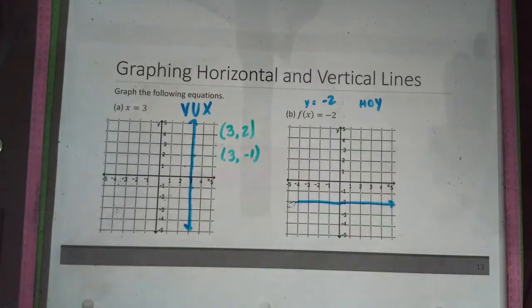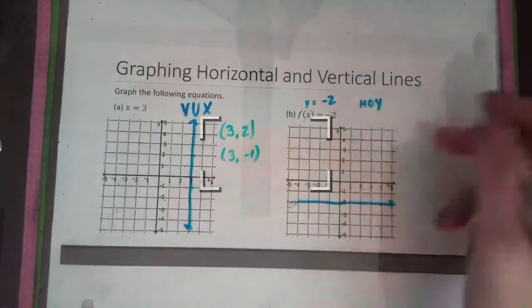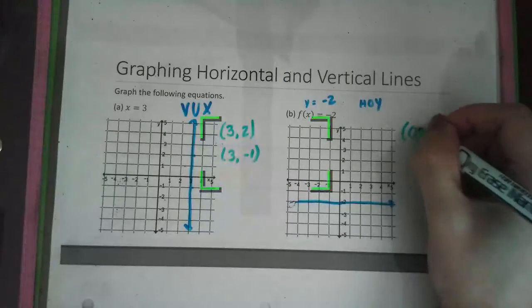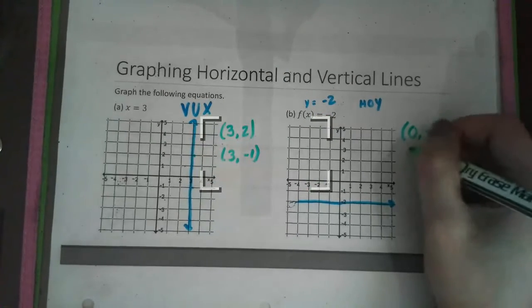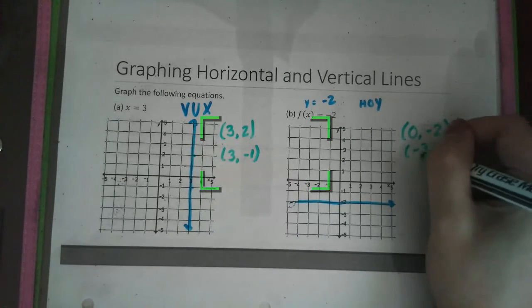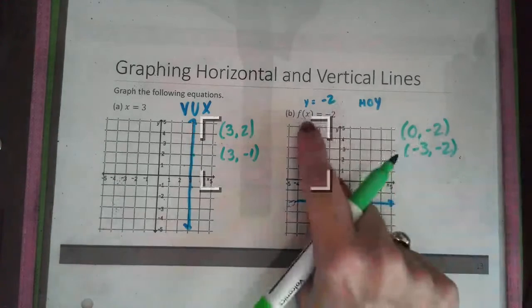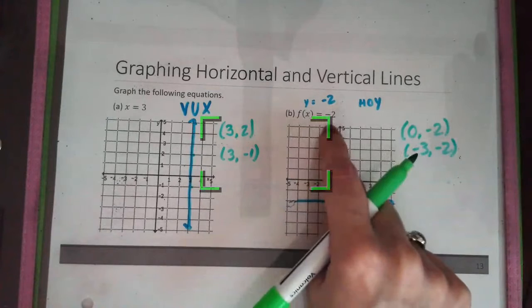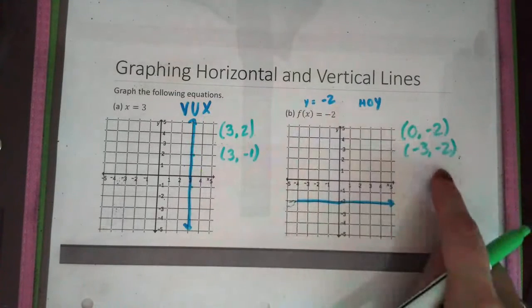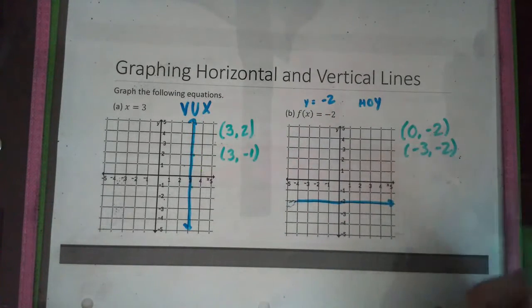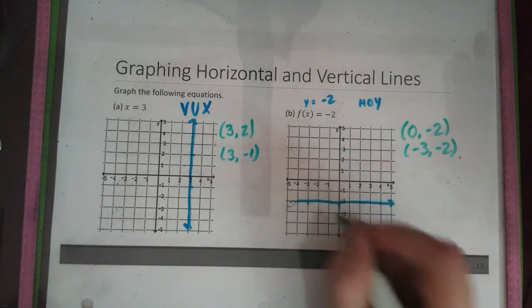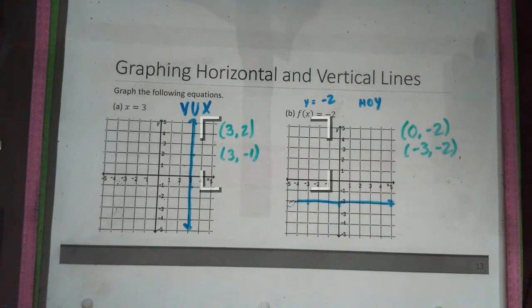For f of x equals -2, that just means our y value has to be -2. So maybe I have 0, -2, and -3, -2. They're saying no matter what x is, the function value is -2, or our y value is -2. I have that in these cases. So we have 0, -2 right there, -3, -2 right there. We connect the dots, and we get our horizontal line.